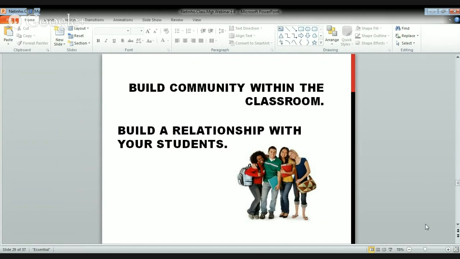Next, what you want to do is you must build a relationship with your students. To begin, you must learn students' names as quickly as possible. Get that seating arrangement. Put students in assigned seats. Make a seating chart. Refer to that chart to get to know students' names. Get to know their interests, their likes, maybe a little bit about their personal lives.